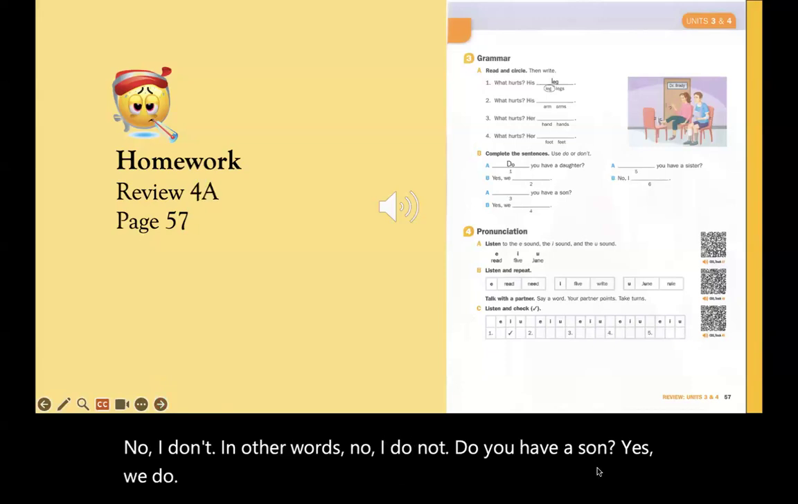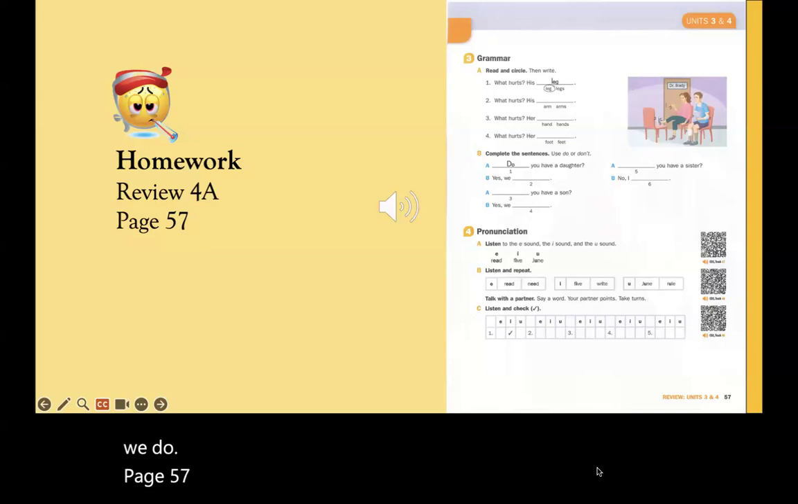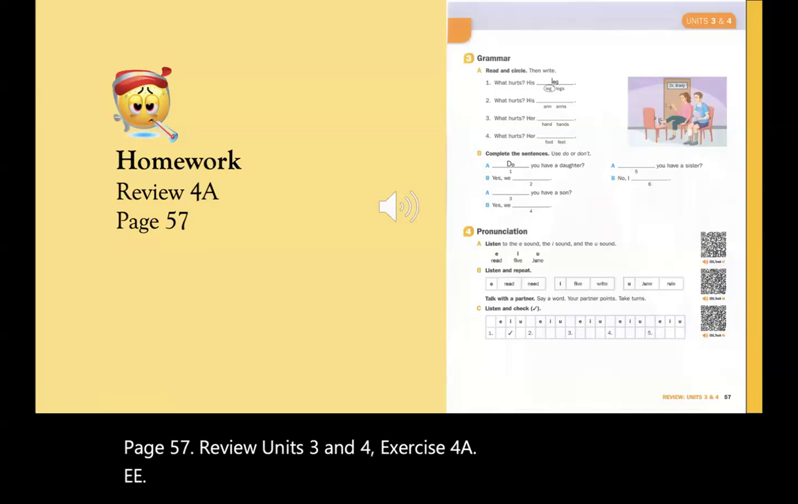Page 57, review units 3 and 4. Exercise 4A. Listen and read.